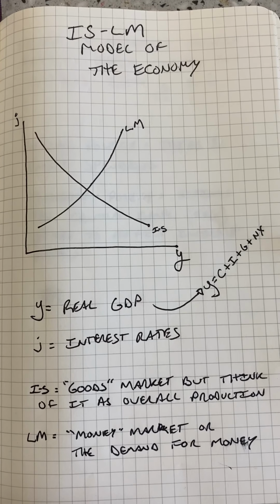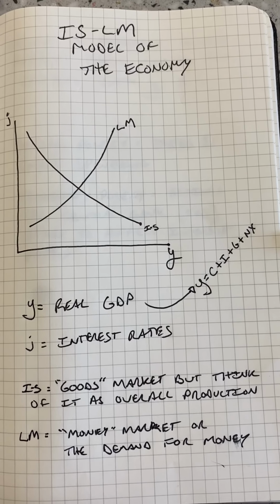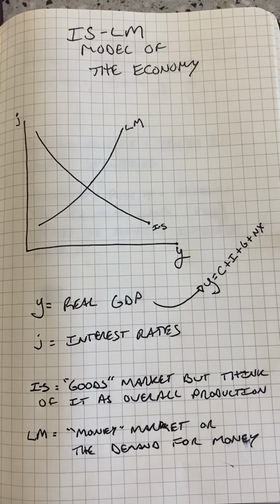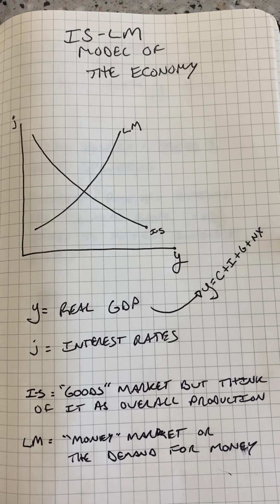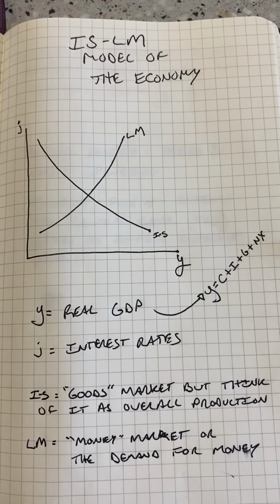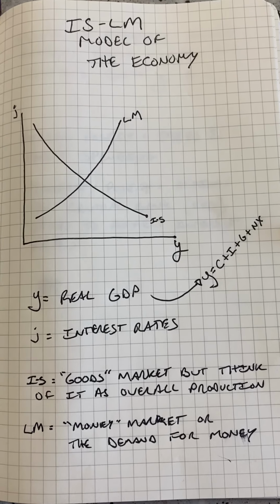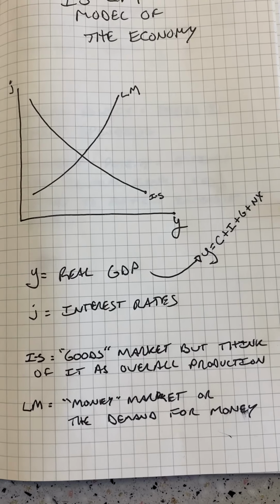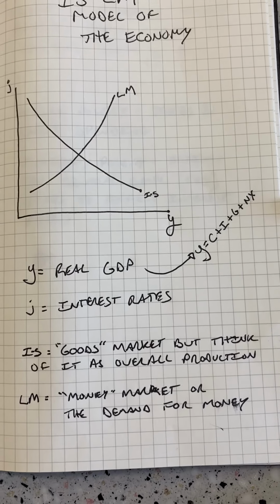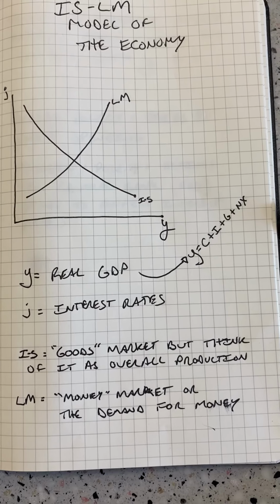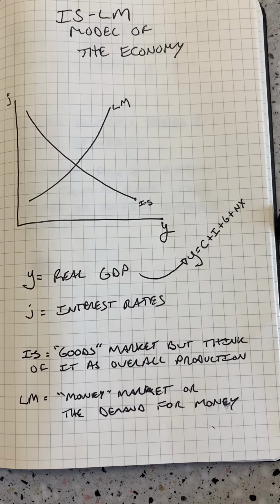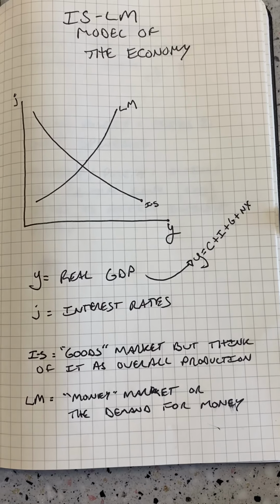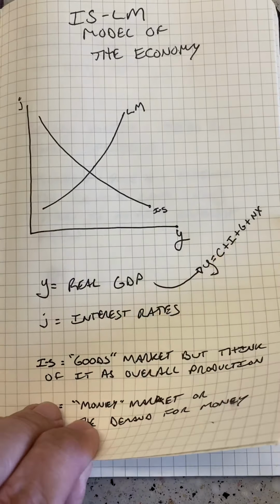on the x-axis. Then you have two intersecting lines: one going up, the LM line, also known as the liquidity of money line, and the downward sloping line, which is the IS line, or investment savings line. IS is the goods market, but think of it more as the overall production of the economy, both in goods and services. The LM, or the money market, represents the demand for money.